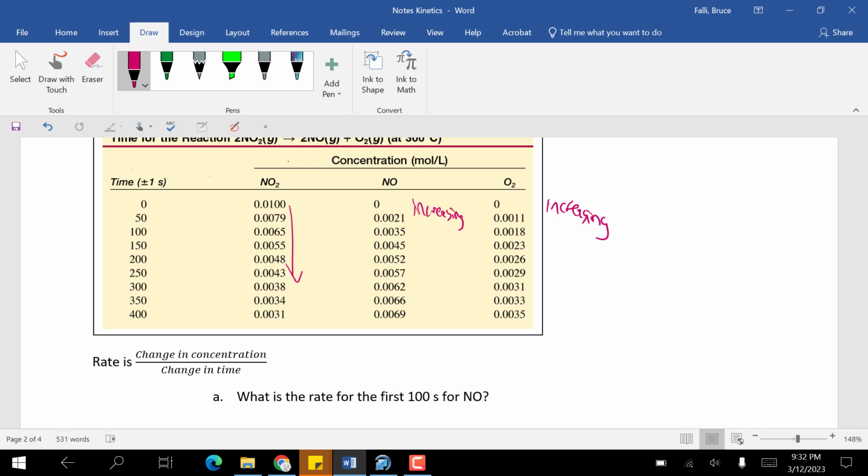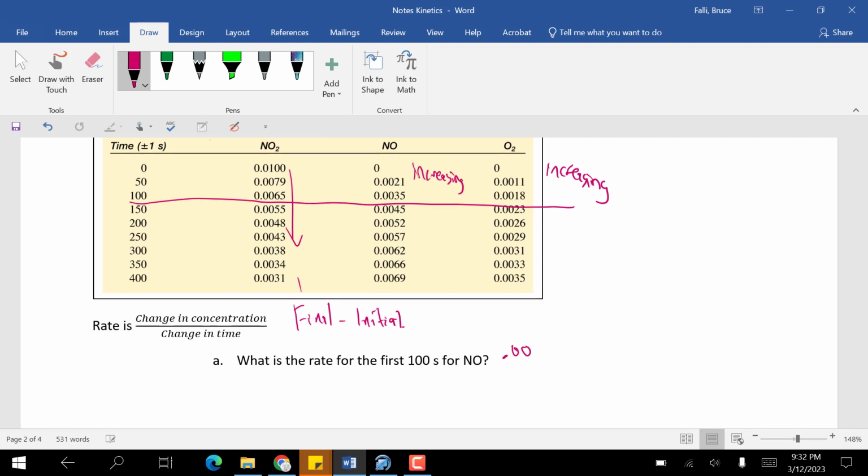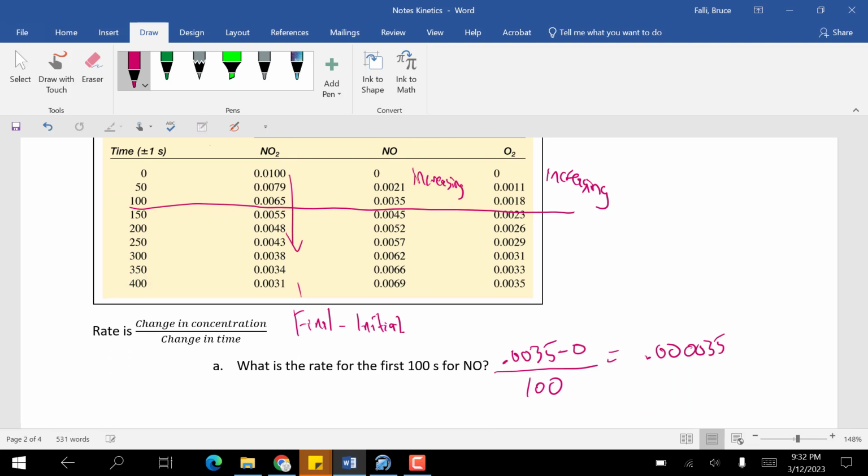What is the rate for the first 100 seconds for NO? So change in concentration, which is final minus initial. That's always what changes. First 100 seconds for NO. My final 0.0035 minus 0 over 100. Oh no, did I not bring a calculator? Whoops. I should be able to divide by 100 in my head though. So that's going to be 0.000035. It tells you up here, moles per liter, molar per second.